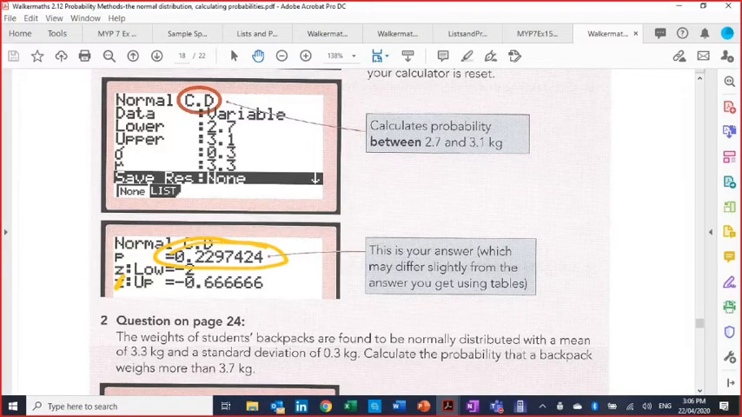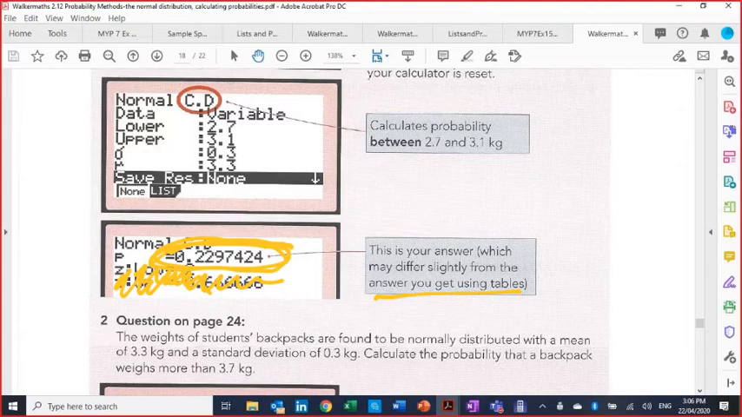Okay? Don't worry about these z-scores. We don't care about these right now. They're going to give them to you, but we don't need them. This number right there is your probability and your answer. Now, again, they're telling you that you might get different numbers if you use the table. So if you try to compare it to the table number, it might not work.